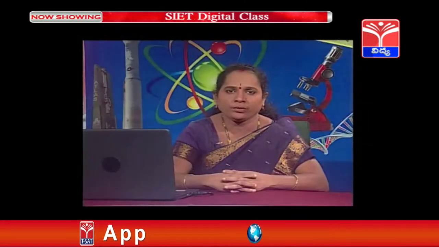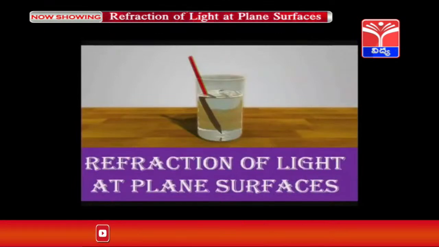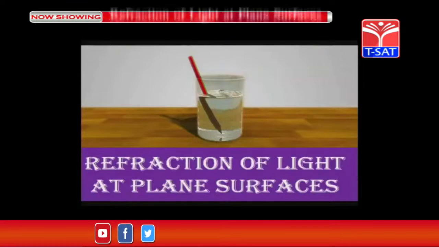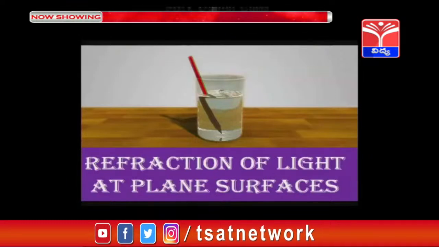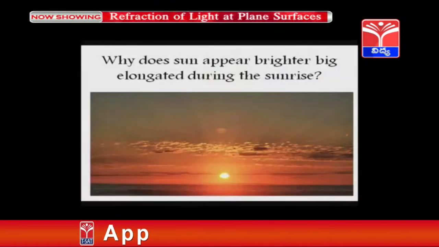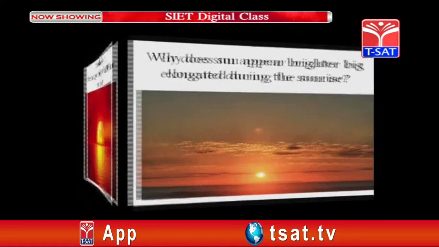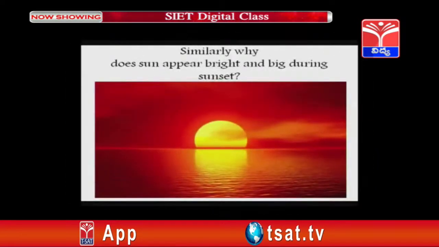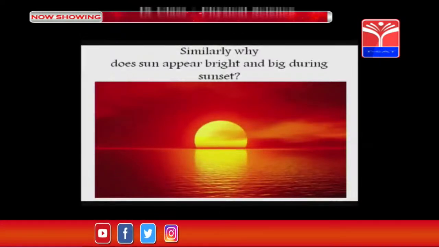It is a common phenomenon that when a pen is put in a tumbler filled with water, it appears to be broken. It is our common observation in the morning during the sunrise that the sun appears brighter, big, elongated. Why? Similarly, the sun appears bright, big during sunset.